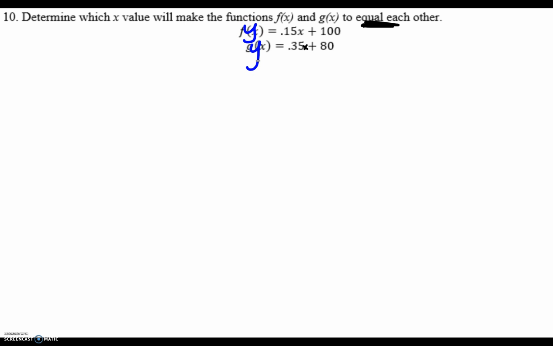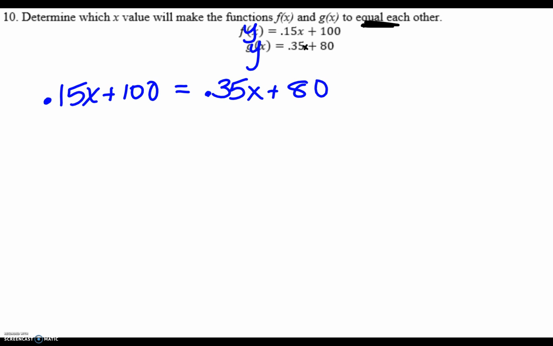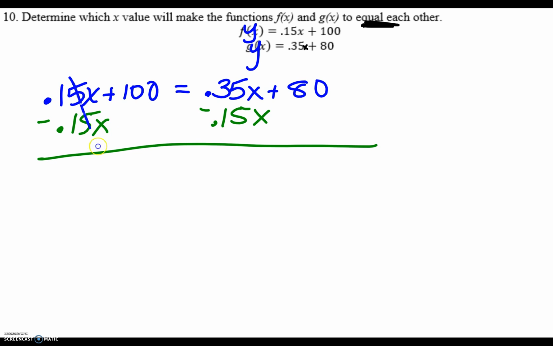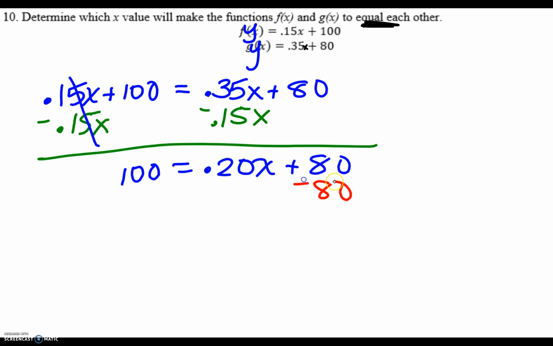So when we have it in the form of y equals, we want to just take both expressions, 0.15x plus 100, and set it equal to the other, 0.35x plus 80. And then from here, we're just going to solve for x. So I'm going to subtract over 0.15x. So we have 100 equals 0.20x plus 80. Now I'm going to subtract over the 80 to the other side.